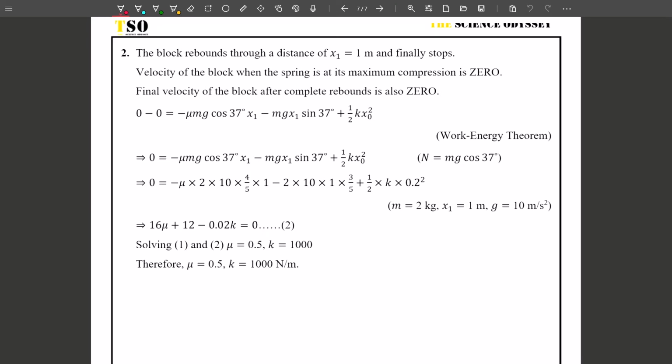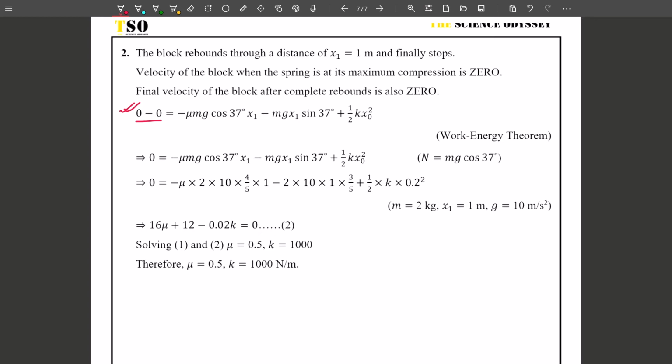Now let's move to the second part. The block rebounds through a distance of 1 meter and then it finally stops. So again, when the block is momentarily stopping, its kinetic energy is 0, because its velocity is 0, and again finally after rebounding it's stopping. So the change in kinetic energy will again be 0. So here again, who is doing the work? Gravity, friction, as well as spring.